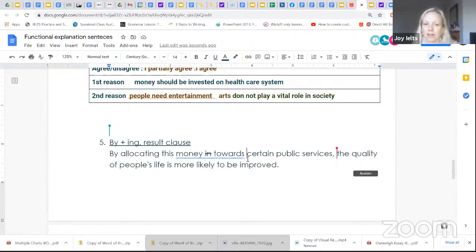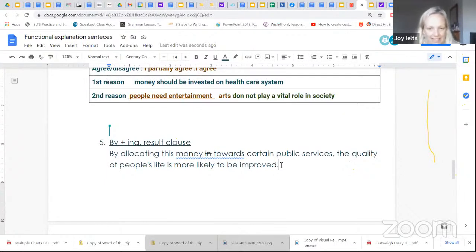So I would say the quality of people's life is more likely to be improved practically, or you can say in terms of health and well-being, or in terms of improved public services. When you make a general statement like improved, you would have to say how. Anytime you say better or important, these are two words, better or important, you should always explain how is it better?